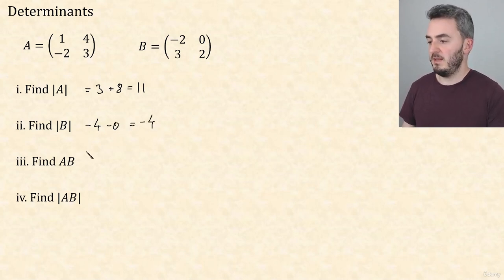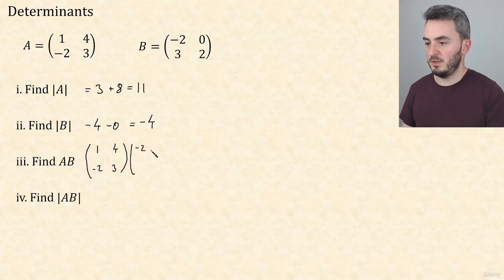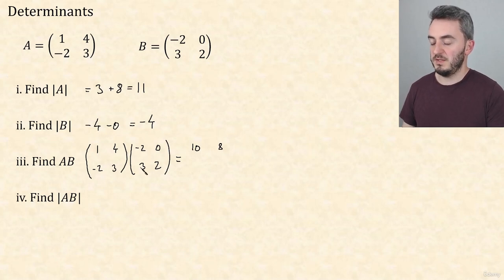Okay, what about AB? So let's multiply 1, 4, minus 2, 3 by minus 2, 0, 3, 2. Feel free to do this on the calculator if you like to practice that, or to do it by hand. I'll do it by hand. So it's minus 2 plus 12, so that is 10. Then it's 0 plus 8. 4 plus 9 is 13. And 0 plus 6. So that's AB.